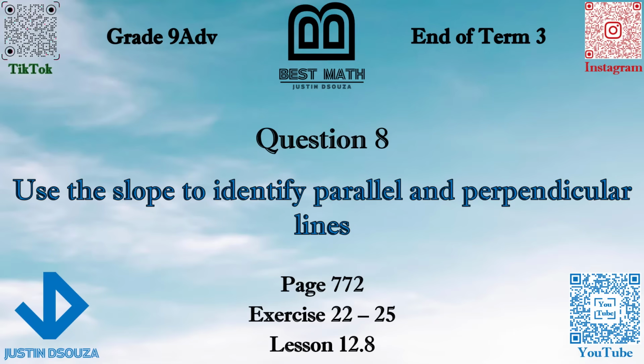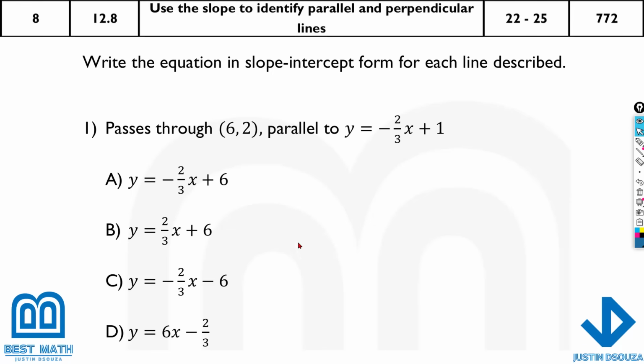In this question, we will use slope to identify parallel and perpendicular lines. Basically, we are writing the equation. We are finding which is the correct equation for the particular lines. They have asked us to write a line which passes through this point and is parallel to this equation. Now remember, this is the parallel symbol, and this is the perpendicular symbol.